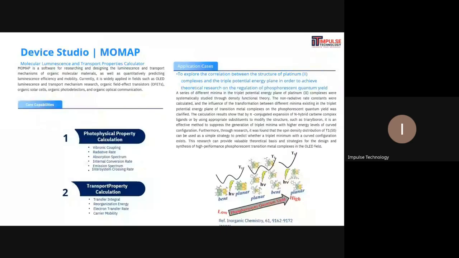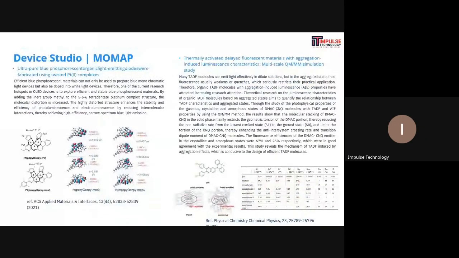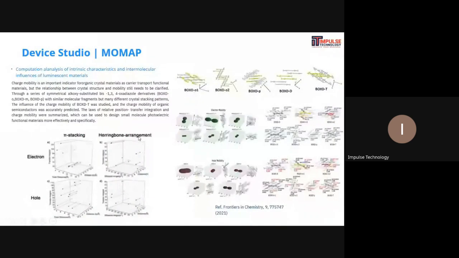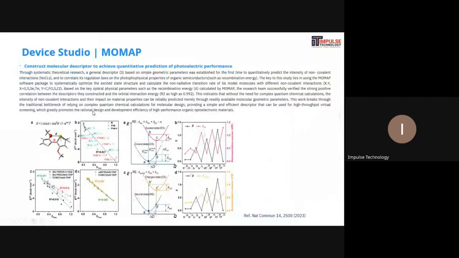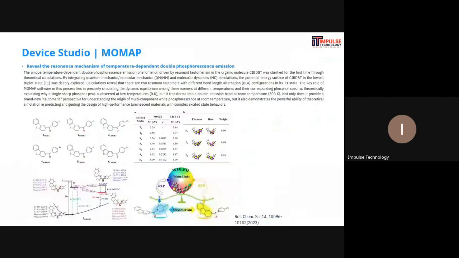You can see some of the examples here related to research papers. They are using the MOMAP software to find all these types of parameters, like LUMO and HOMO parameters. Same here, you can see some of the papers, which we will also attach for the MOMAP software. Same for the OLED, you can see the emission modules.